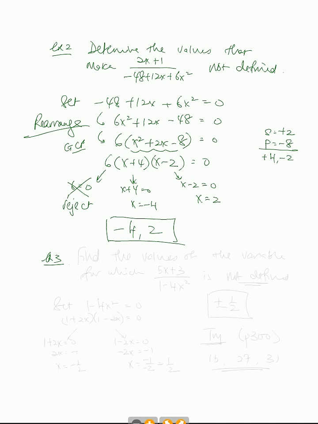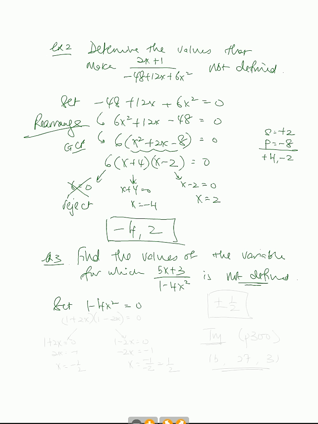Let's try a different way of phrasing. This is another way we can say it: can you find the values of the variable for which 5x plus 3 over 1 minus 4x squared is not defined? That's another way we can phrase the question, but the key is we are looking for the values that make it not defined. So the method is the same. You set the denominator, which in this case is 1 minus 4x squared, to 0.